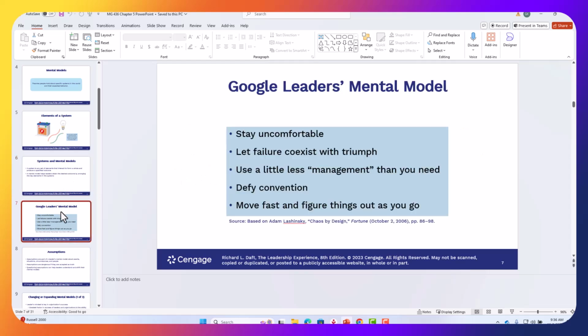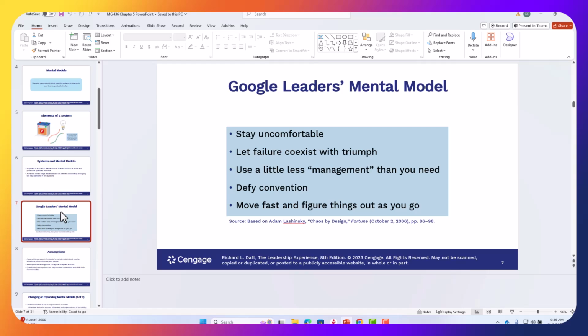So when you look at Google leaders' mental model, they have one, and Google is a very successful company. And what they use is this: stay uncomfortable. Let failure coexist with triumph. Use a little less management than you need. Defy convention. Move fast and figure things out as you go.